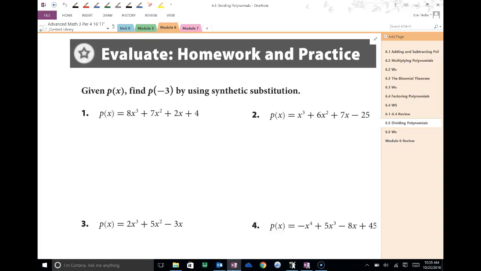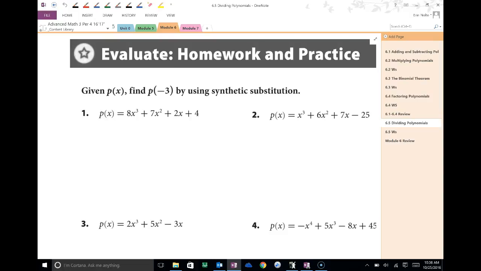Synthetic substitution. If they give you a function such as this cubic polynomial, and they ask, what is p of -3? What could you do? Yeah, you simply substitute the -3 into all the x's and simplify. Well, that's one way to do it. There's another way, using synthetic substitution. I'm going to teach this to you. It's kind of cool. Are you ready?